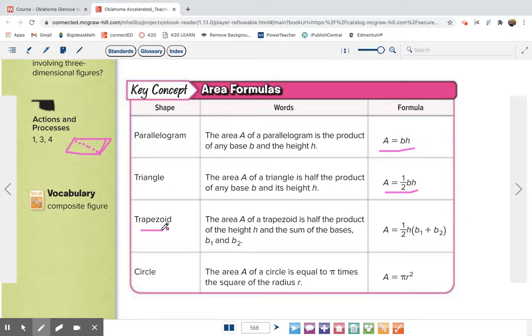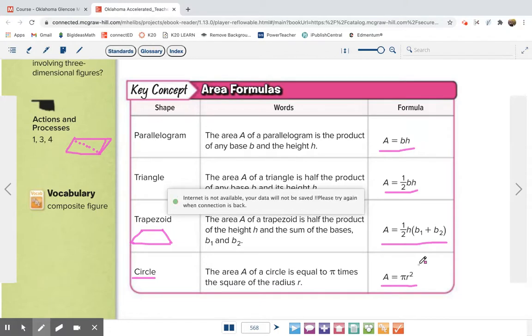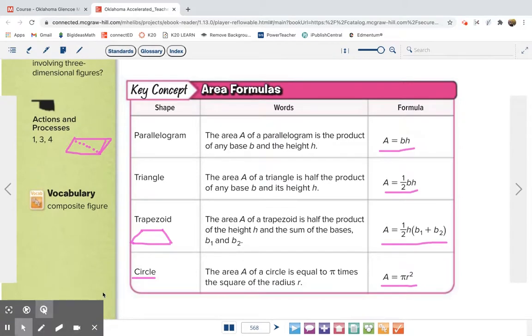A trapezoid is any shape that just has one pair of opposite sides that are parallel. This is normally what we see for a trapezoid, but it doesn't have to look like that. And this is the formula for it. Area equals 1/2 the height times base 1 plus base 2, because you have different size bases. And then the last one, a circle. Area of a circle is pi r squared, r to the second power. So write those down. Pause it if you need to still do that.